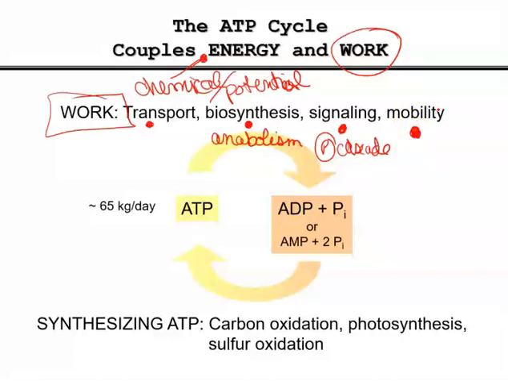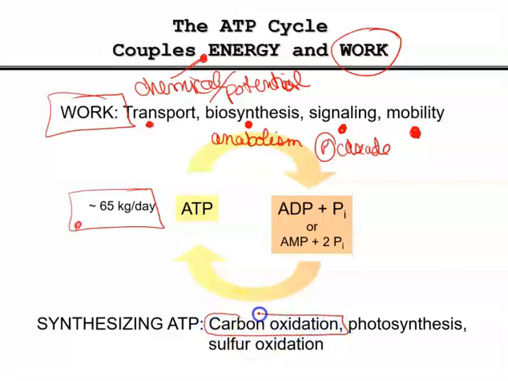Okay, now, if you look at this ATP cycle, if we were to measure how much ATP your body uses in a day, about 65 kilograms of ATP is used in your body each day. 65 kilograms of ATP each day. So we really do need to recycle the bulk of the ATP molecule to meet the energy needs of the body.